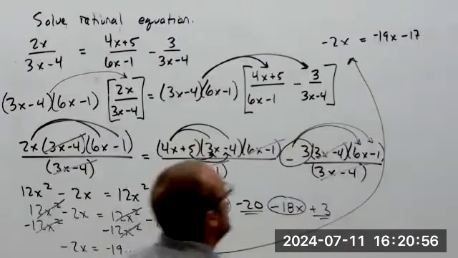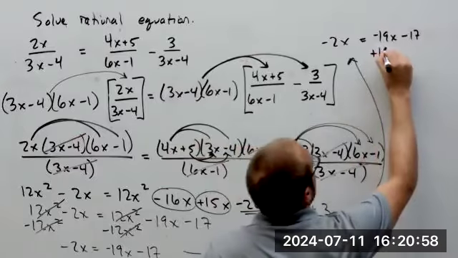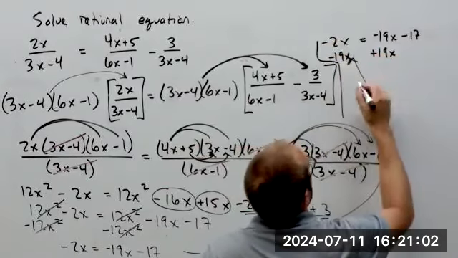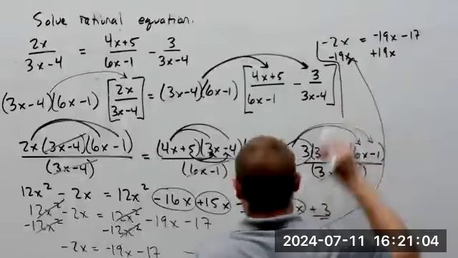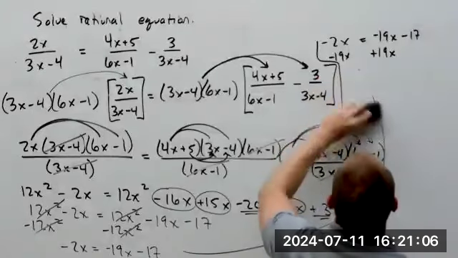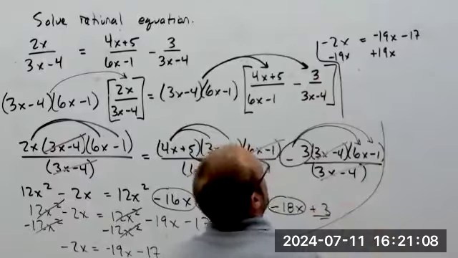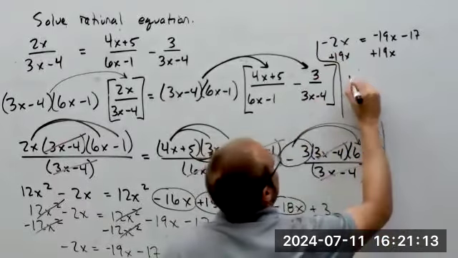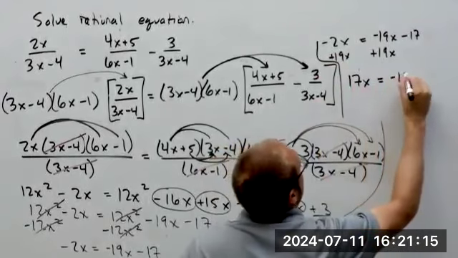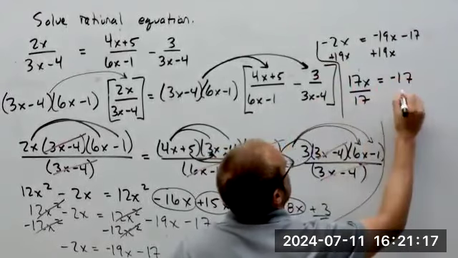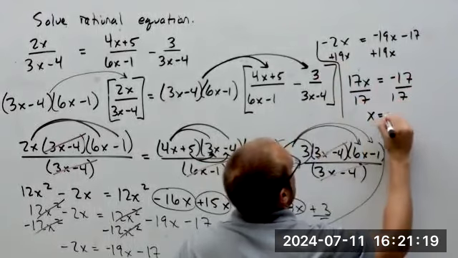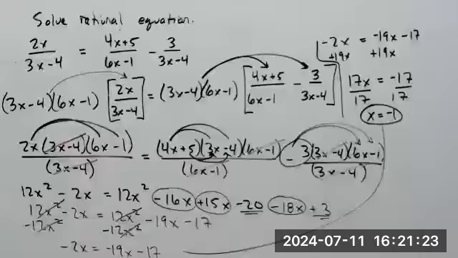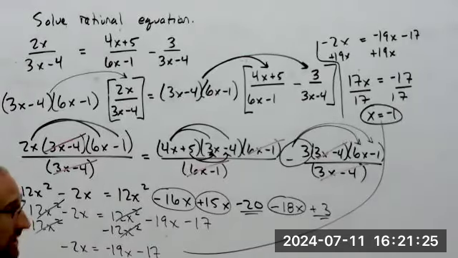How do we solve a linear? Get all the x's on one side. Add 19x on both sides. If we add 19x, we're left with, well, negative 2x plus 19x is 17x equals negative 17. Divide both sides by 17. x equals negative 1. Now, negative 1 is a possible solution.